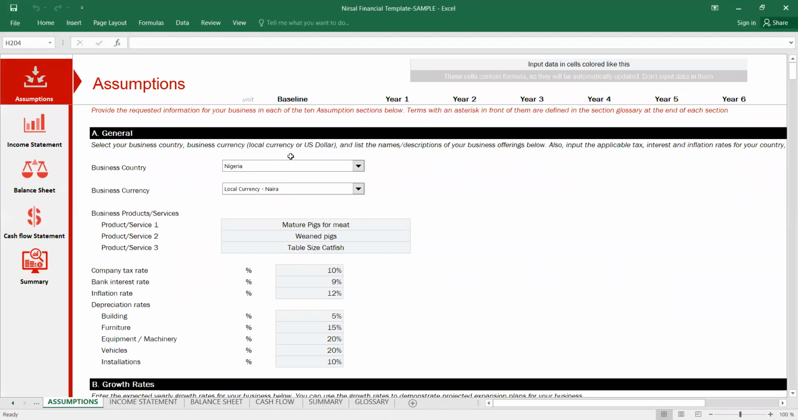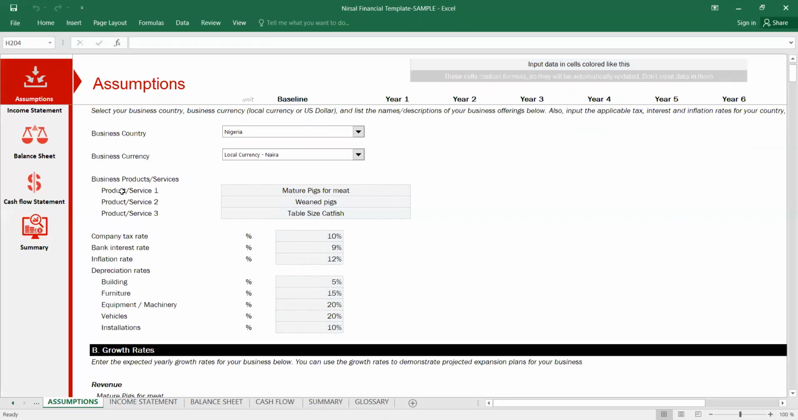So we are dealing with Naira. Now this is a sample template of somebody who is into piggery. The person rears pigs and sells. He butchers some and sells as meat. Then he also sells some live. So you come to your product. For example, somebody who is into rice, under product you can put bags of rice.